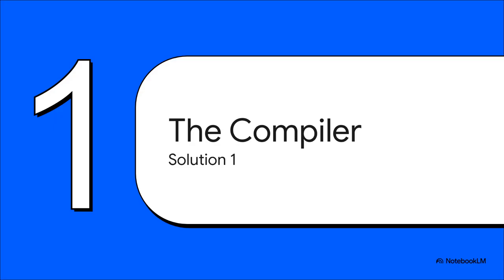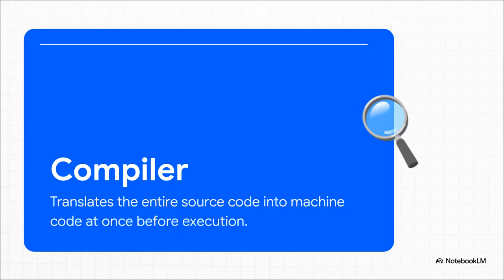First up, let's meet the meticulous planner of the programming universe, the compiler. Its whole philosophy is built around doing all the hard work up front. The best way to think about a compiler is to imagine it's a book translator. They take an entire novel, say War and Peace, read it from cover to cover, and then translate the whole thing into a brand new language. Only after they've finished that complete, final, translated book do they actually hand it over to you to read.